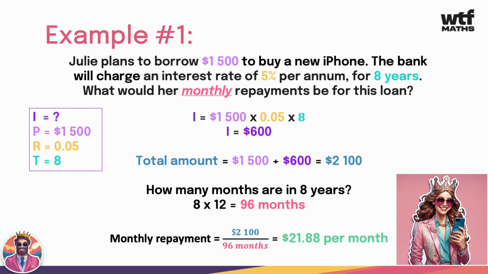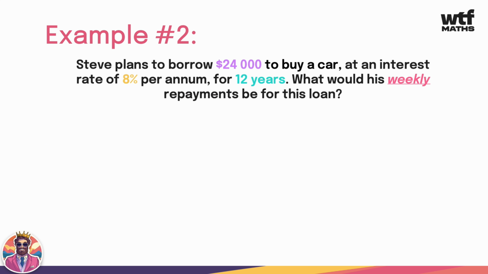So the monthly repayment is going to be the total amount we owe, $2,100, divided by 96 months. And rounded to two decimal places, this will give us $21.88 per month. Let's look at another example here.